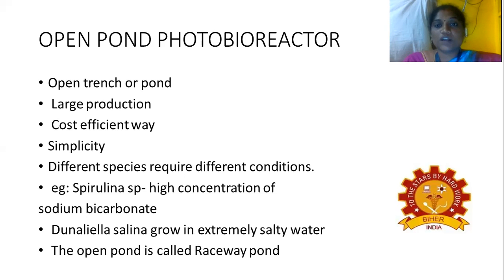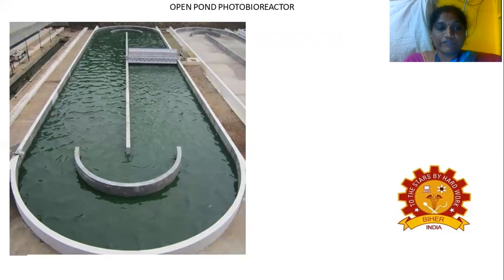Open pond photobioreactor. It occurs in an open trench or pond, and it is used for large production. It is a cost efficient way and it is very simple. Different species require different conditions. For example, Spirulina species need a higher concentration of sodium bicarbonate, and Dunaliella salina grows in extremely salty water. The open pond is otherwise called a raceway pond also. So this is the picture of an open pond photobioreactor.